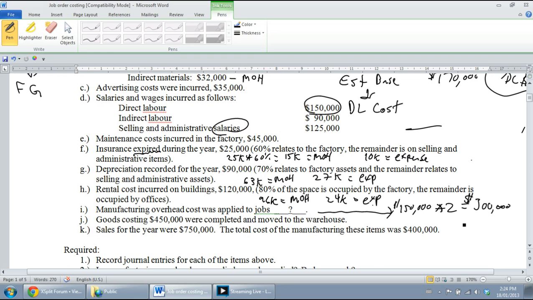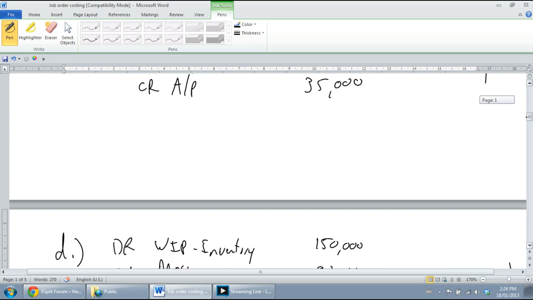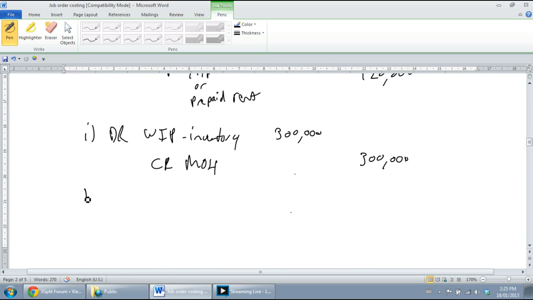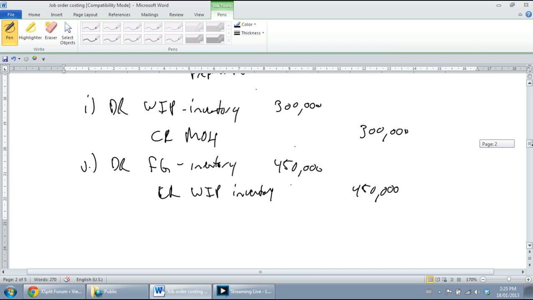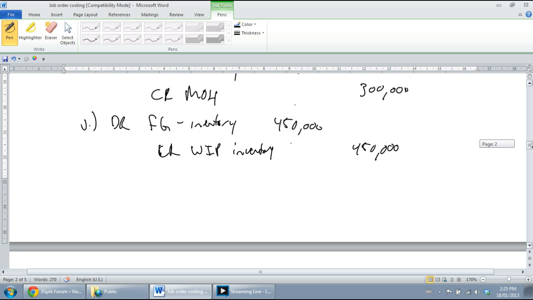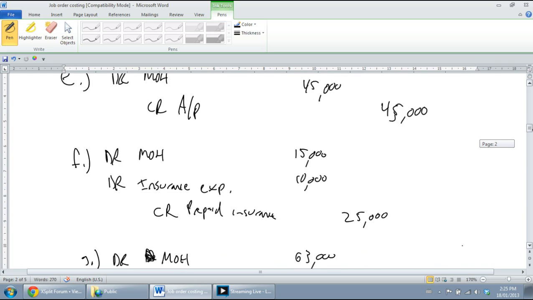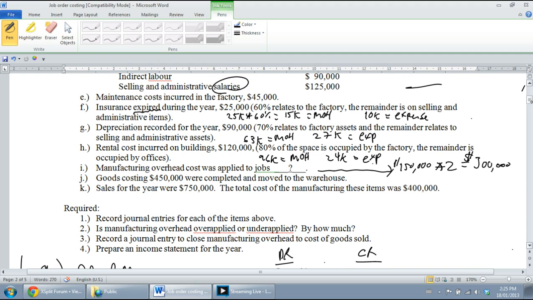We're almost home now. J, goods costing $450,000 were moved to the finished goods warehouse. All right, so J, we finished $450,000 worth of stuff. Debit finished goods inventory, 450 grand. And if we finished it, it's not WIP. So credit WIP inventory, $450,000. All right, now the $1 million question: can I squeeze my next entry in here? Probably I'll need to go on to the next page. Let's do K, and we'll do it on the next page.